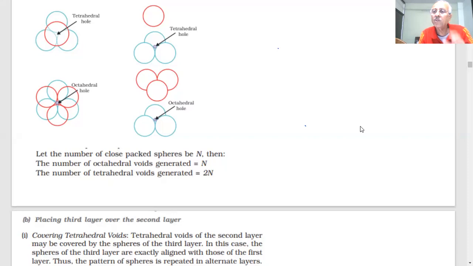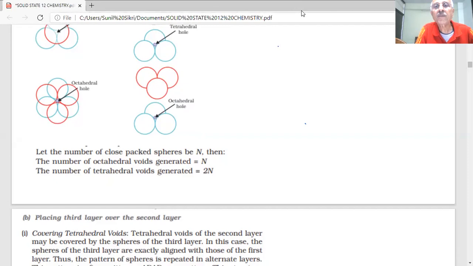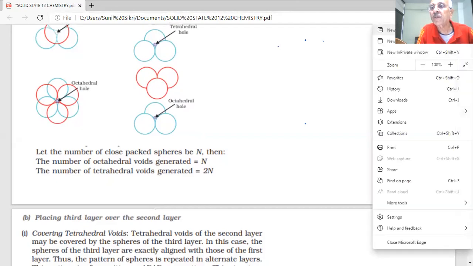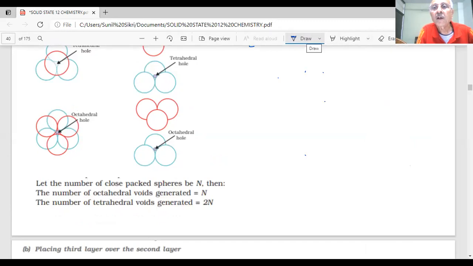Last time we told you about two types of closed packing. I have shown you what types of closed pack structures there are. What are those, students? One was CCP, and the other was HCP. These are the two closed pack structures we showed you last time.